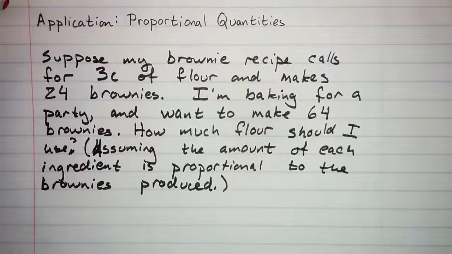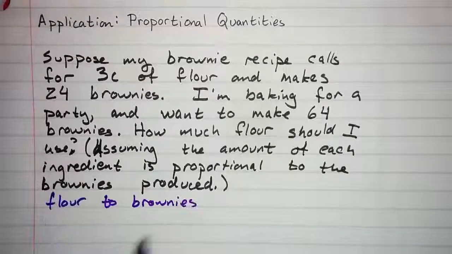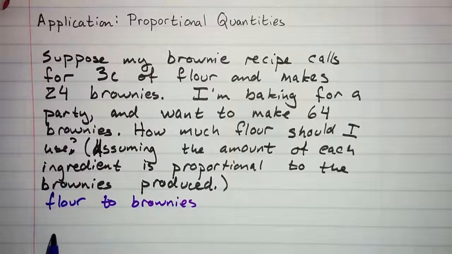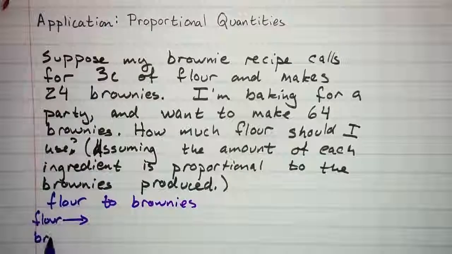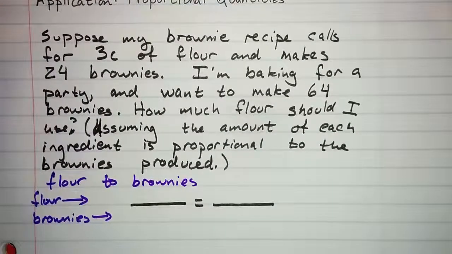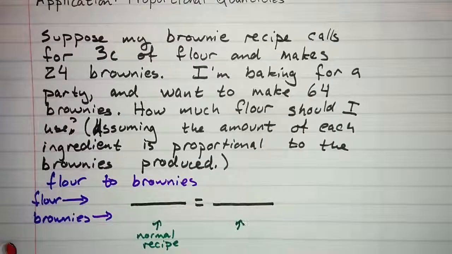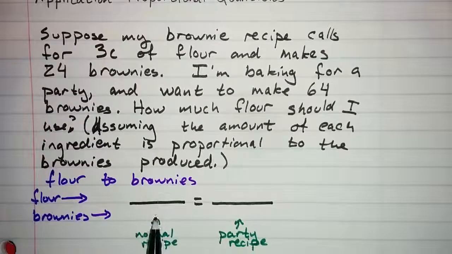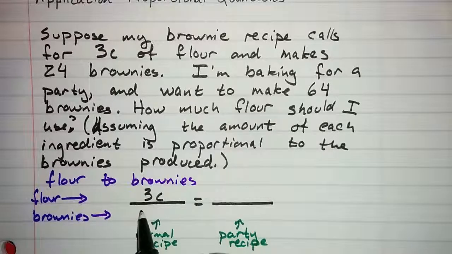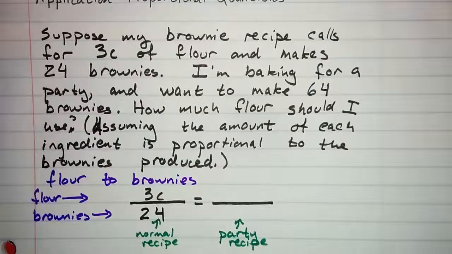Right, and I'm going to use the ratio of flour to brownies, which means I'll have flour over brownies. I'm going to take my first ratio from the recipe normally, and my second ratio from what I want for my party. So in the normal recipe, I have 3 cups of flour, and I make 24 brownies. I'm going to abbreviate that BR.